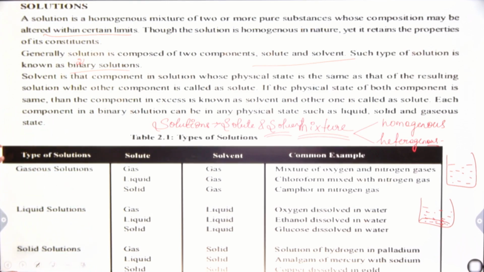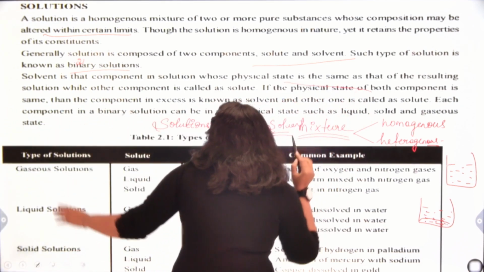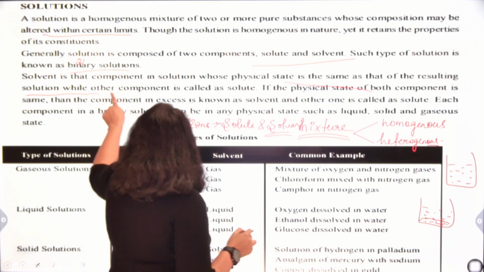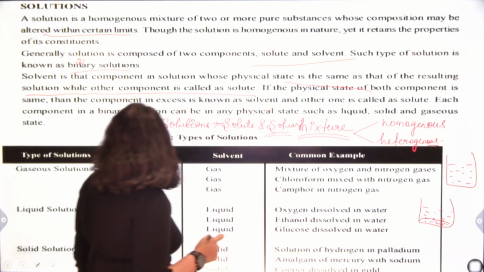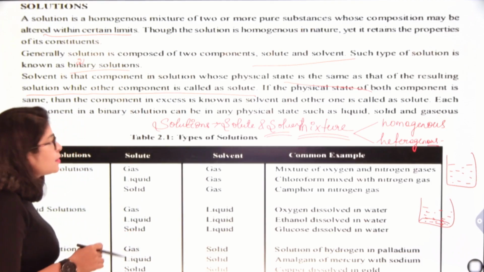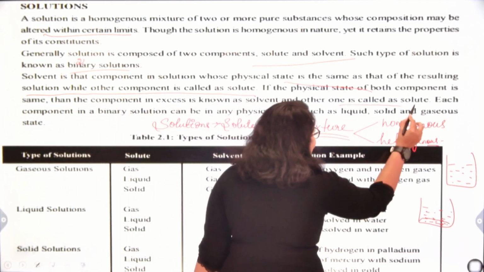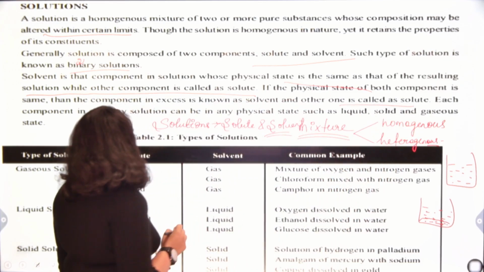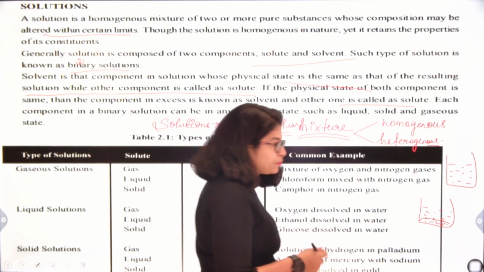Solvent is that component in solution whose physical state is the same as that of the solution. If the physical state of both the components is the same, then the component in excess is known as the solvent, and the other one is called the solute. Each component in a binary solution can be in any physical state such as solid, liquid or gas.